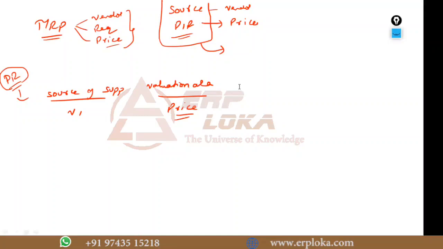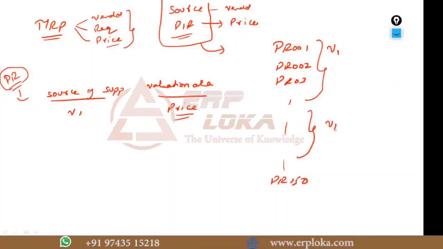For another example, suppose you have PR 001, PR 002, and PR 003, and so on till PR 150. For these PRs, the vendor is the same. From this PR to this PR, the vendor is the same, V2. And from this to this, the vendor is the same. So if the vendor is the same for all these PRs, are you going to create one PO or different POs? I'm audible, right? Yeah, one PO.